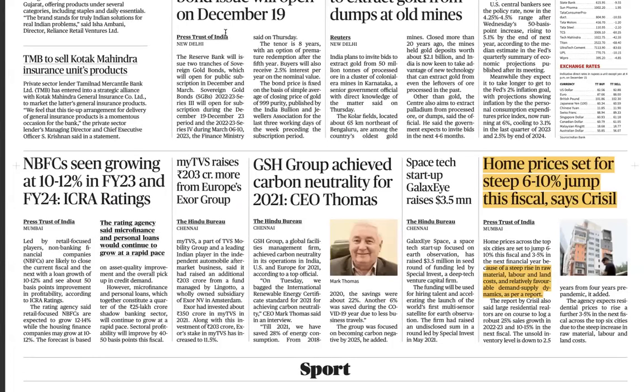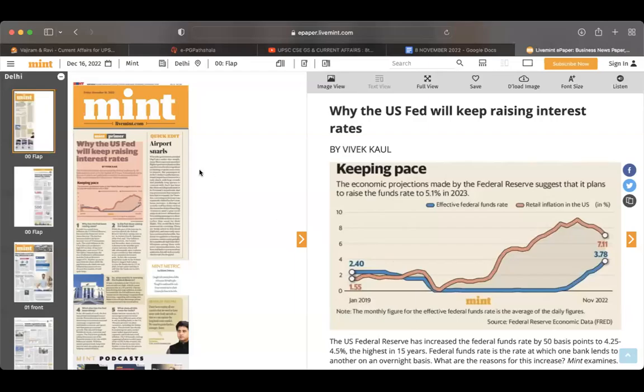And let's take up the Mint. So here again, the US Fed rate hike is being discussed. In this graph, firstly, you can see this orange line, which shows the retail inflation in the US. You can see that it is moving downwards. So basically, inflation is cooling down, but still it is at a much higher level, at 7.11%. And the effective federal funds rate, shown by this blue line, has increased to 3.78%.